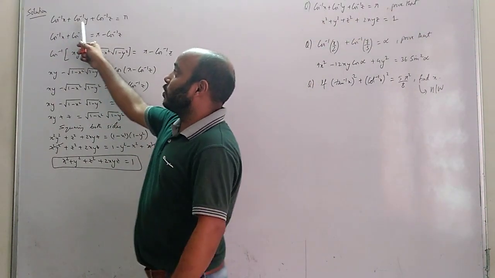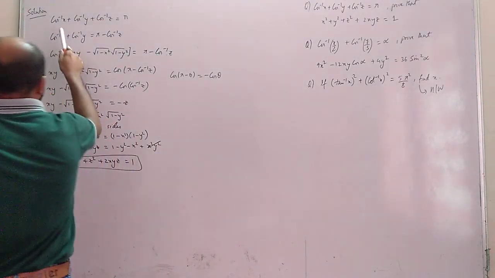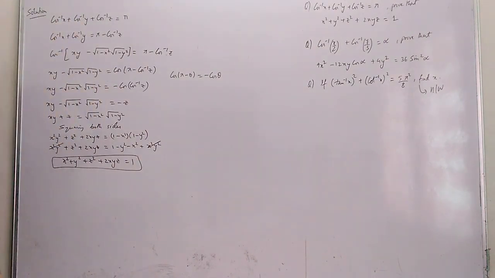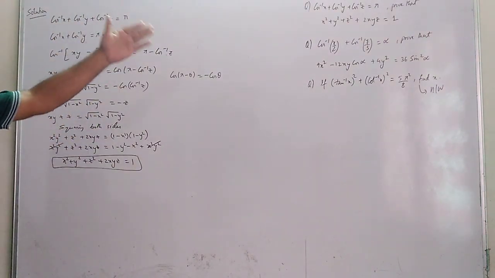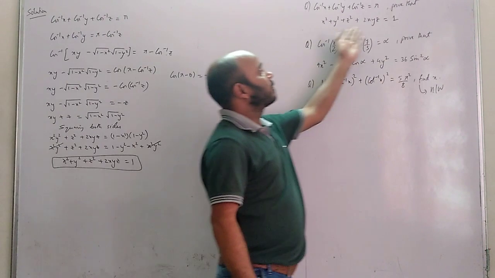Cos square x plus cos square y plus cos square z. Oh my god, this is not cos square. Cos inverse x plus cos inverse y plus cos inverse z equals pi is given to you. I need to prove x square plus y square plus z square plus 2xyz equals 1. Here, we don't have any root.